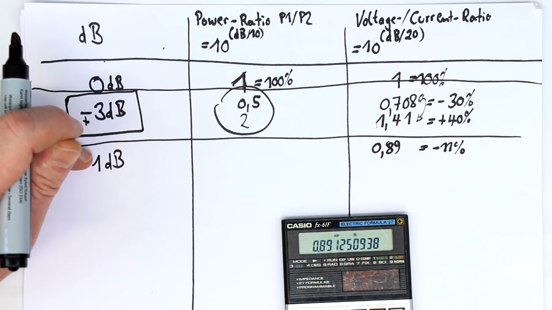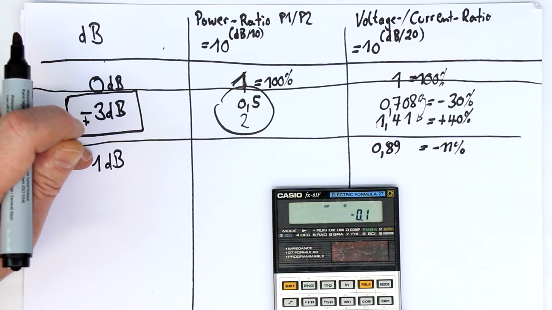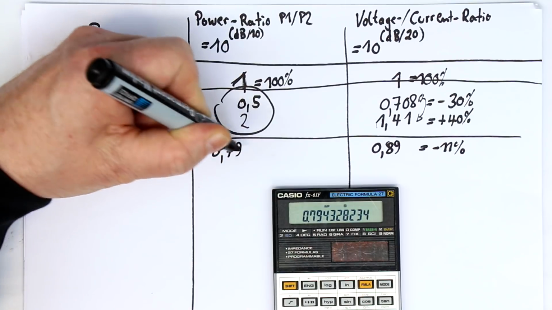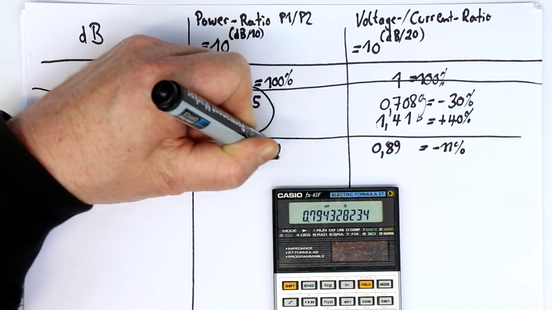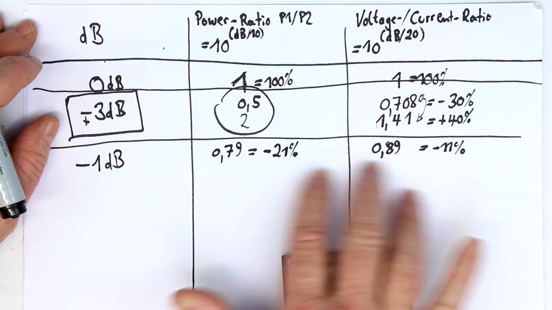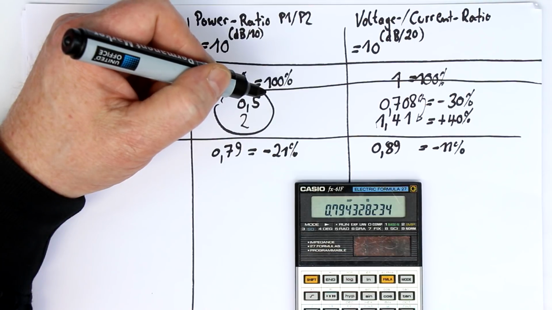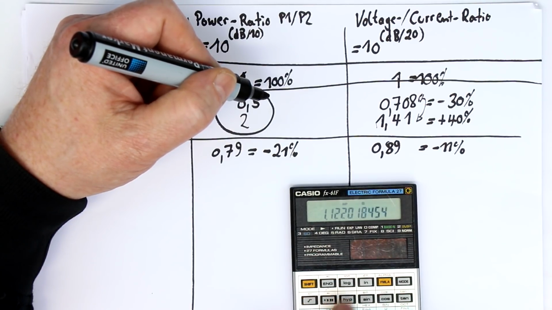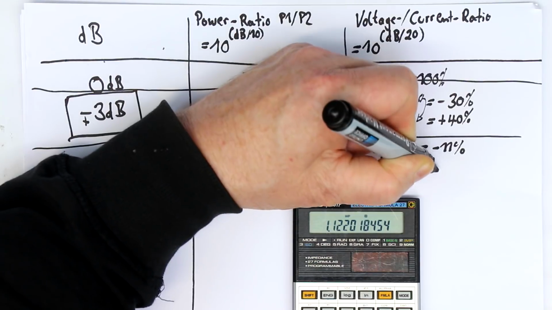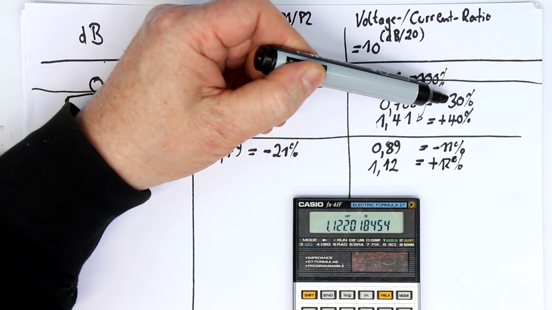It's of course different for power. Let's do it again with the formula for power. So the power goes down to 79% or minus 21%. But as we already said, we usually don't measure power, we measure voltages. And the other way around, plus 1 dB, just for an exercise, is a factor of 1.12 or plus 12%.